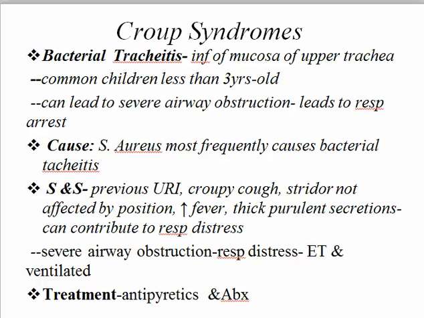Some of the causes are Staph aureus, and that's the most frequent cause of bacterial tracheitis. Other bacteria are Haemophilus influenzae or Strep pneumoniae. So usually the symptoms would be they've had a previous upper respiratory infection, they've had a croupy cough, stridor is not affected by position, they may have had a high temperature, they would present with some thick purulent secretions, and these can contribute to the respiratory distress.